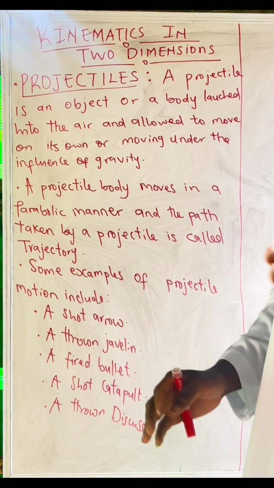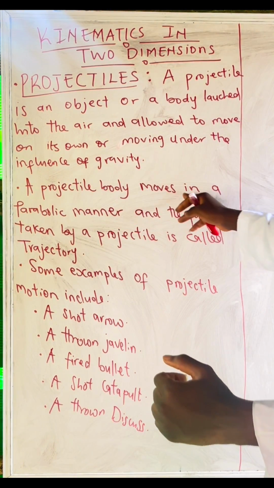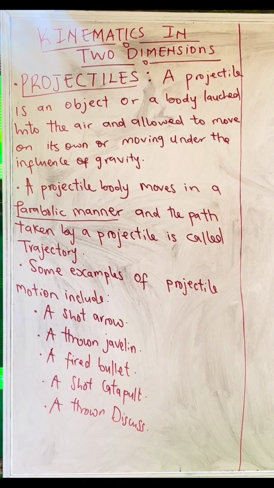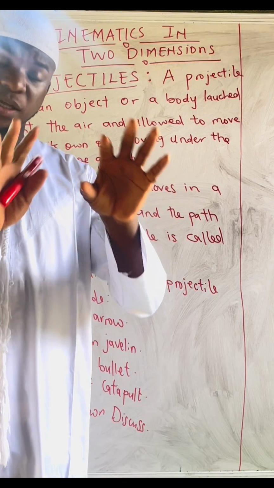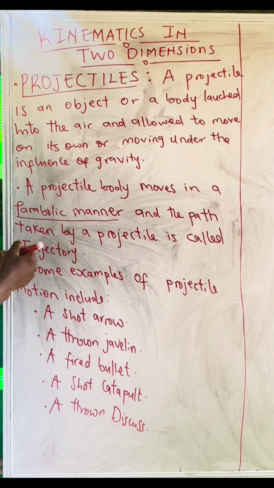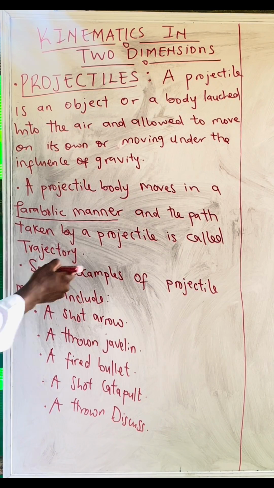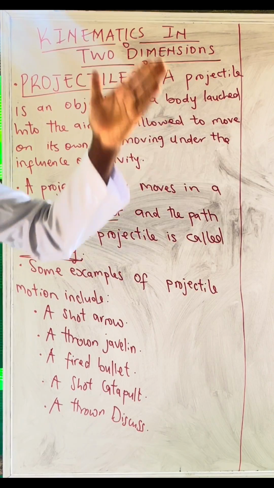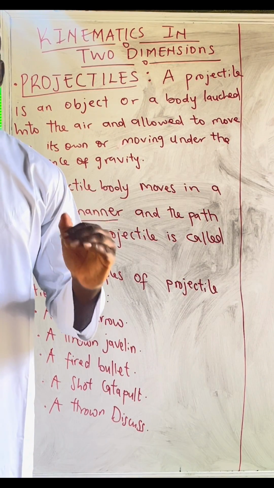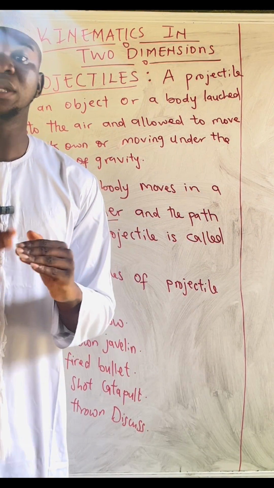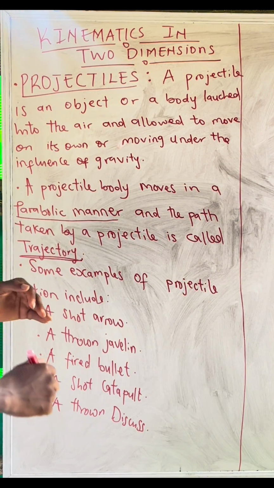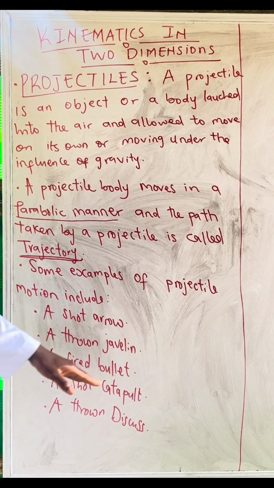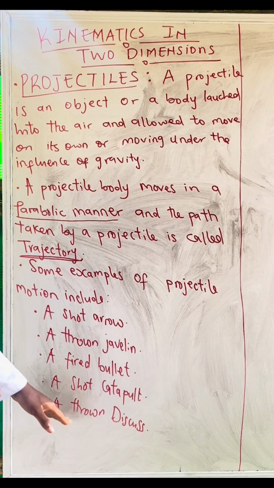Gravity. So whenever you are talking about projectile motion, a projectile body moves in a parabolic manner. You have to understand this, that a projectile body moves in a parabolic manner. So parabolic manner is just talking about a what? A parabola shape. And the path taken by a projectile is called trajectory. So the path which a projectile body follows in a parabolic manner is referred to as what? Trajectory. So by now you should know the difference between projectile and what? Trajectory. Some examples of projectile motion are a shot arrow, a thrown javelin, a fired bullet, a shot catapult, a thrown discus.